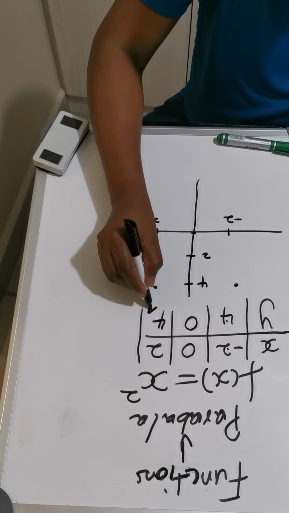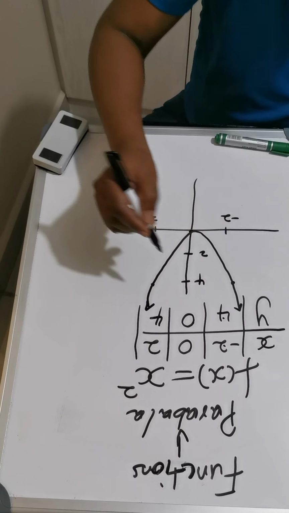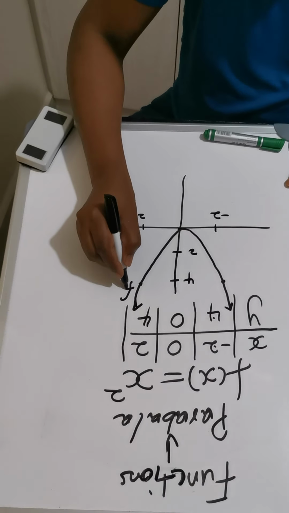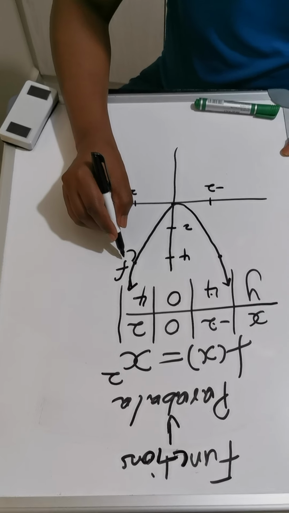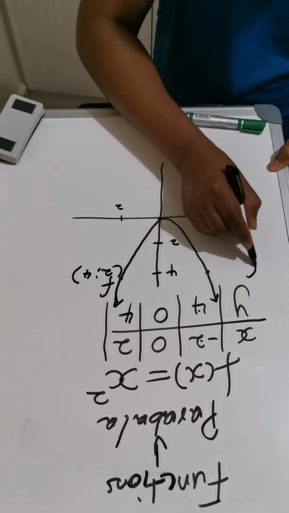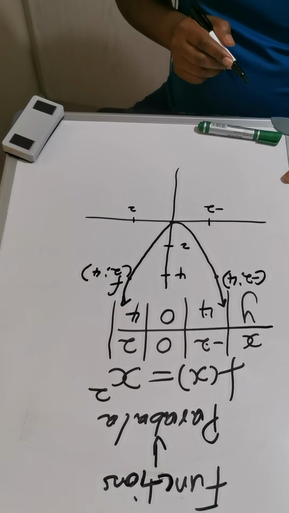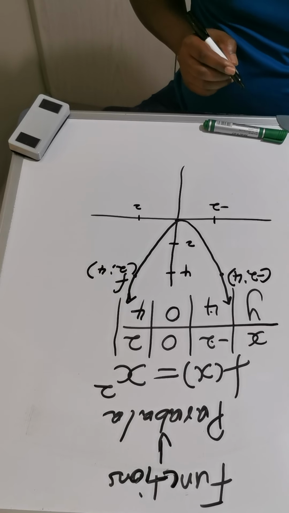which means your graph will be something like this. Obviously this is your parabola, which is f. Let me indicate the point here. This is 2 and 4, but this side, this is negative 2 and positive 4. This is the graph of f.